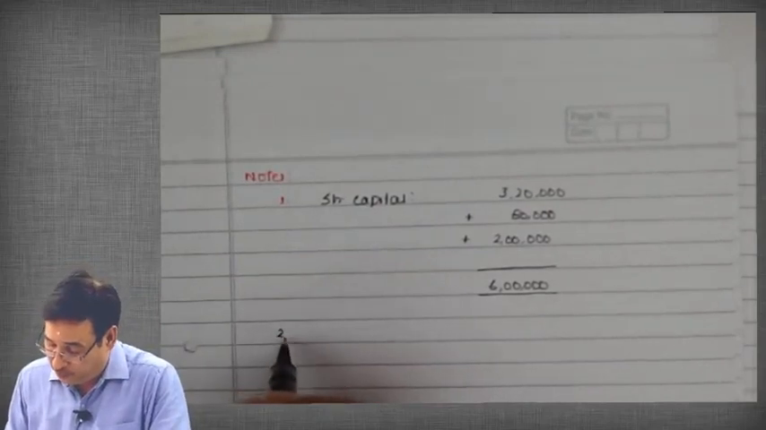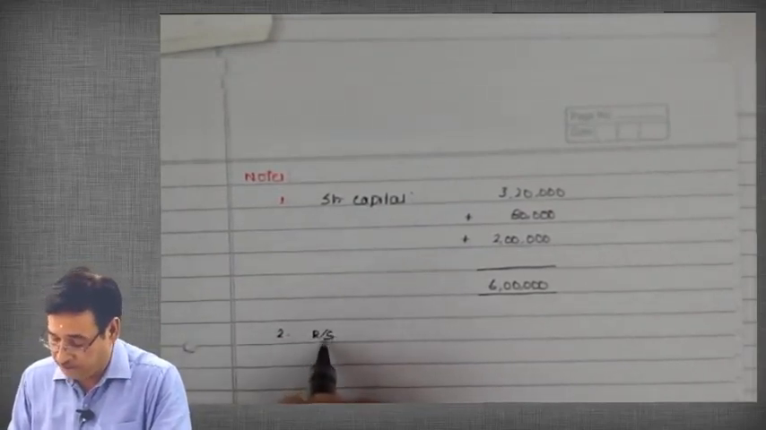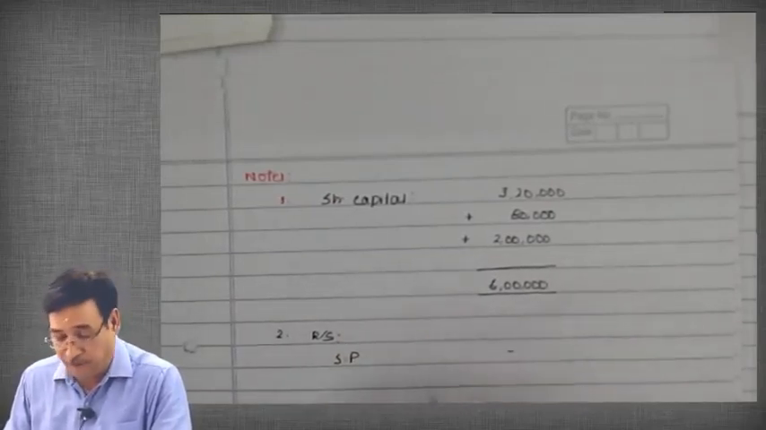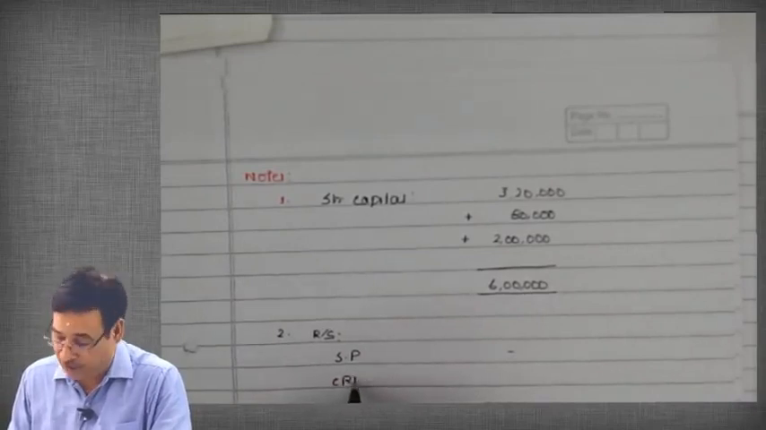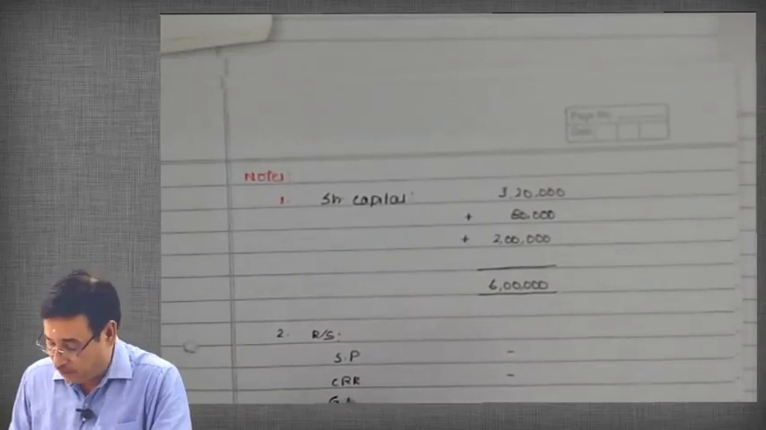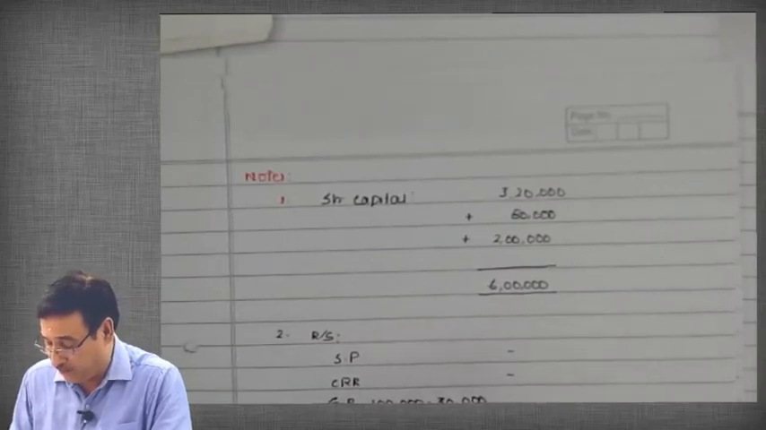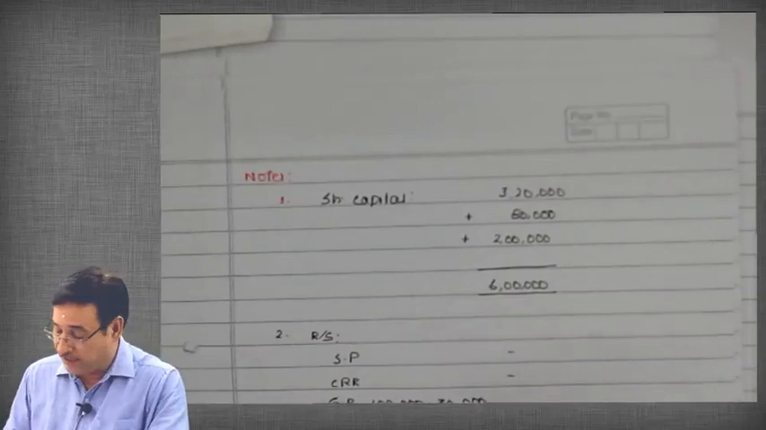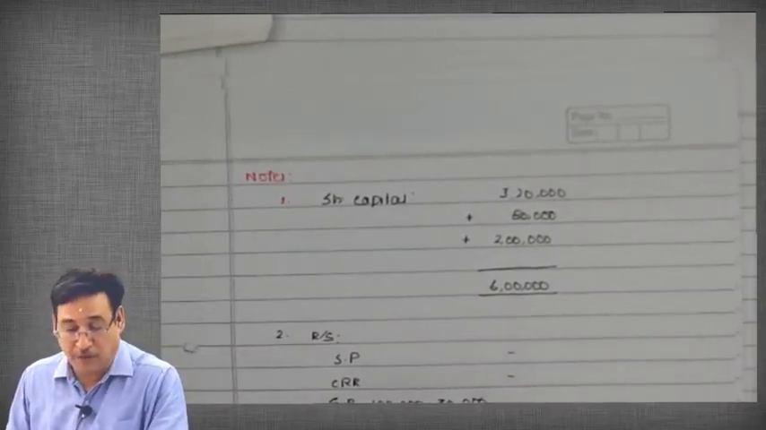Note number 2, reserve and surplus. Security premium balance you have utilized comprehensively, no balance is left. Capital redemption reserve is 70,000, you have utilized that reserve also. General reserve balance is 1 lakh. Out of 1 lakh, you have utilized 70,000 and 30,000 already, so no balance is left. First you utilize 30,000 as per entry number 1, then as per entry number 2 you utilize 70,000, so no balance is left in general reserve also.